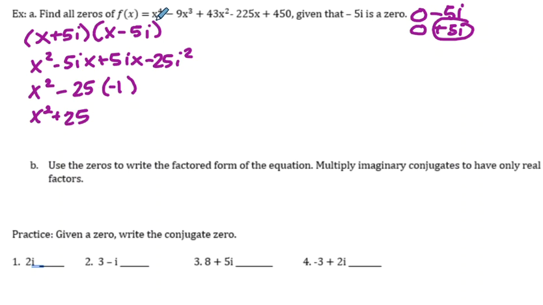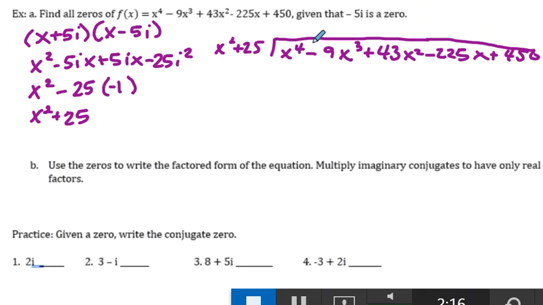So next what I'm going to do is divide my polynomial by x squared plus 25. Since this is not a linear factor, I can't do synthetic division, so I'm going to have to do long division. So I have x squared plus 25, and I'm dividing x to the 4th minus 9x to the 3rd plus 43x squared minus 225x plus 450 by the x squared plus 25.